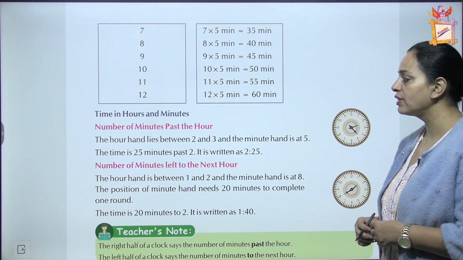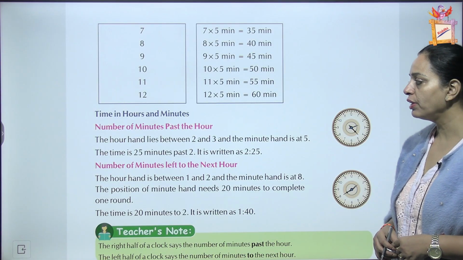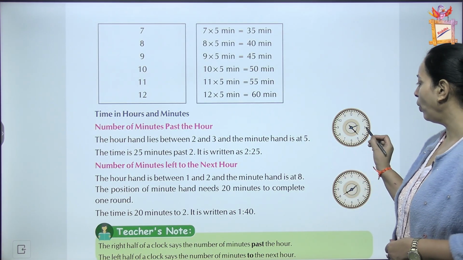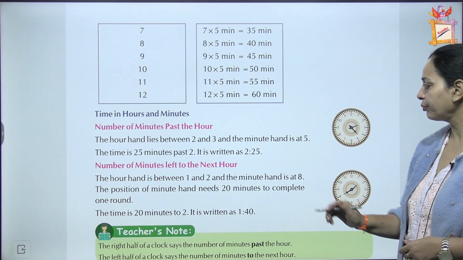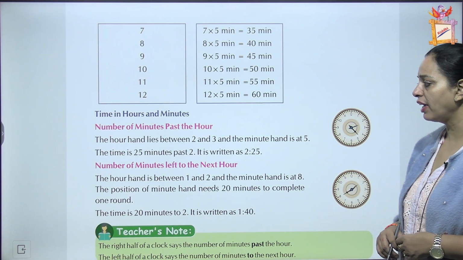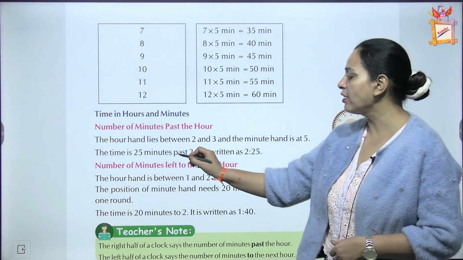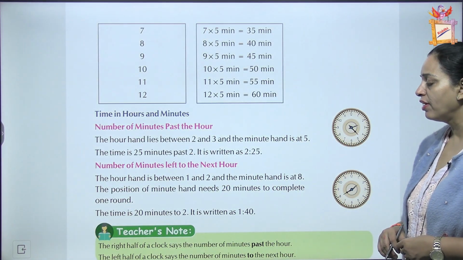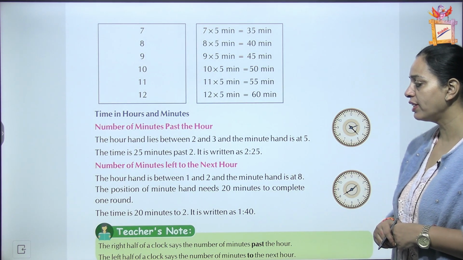Now, time in hours and minutes. Number of minutes past the hour. The hour hand lies between 2 and 3, and the minute hand is at 5. So what is the time? The time is 25 minutes past 2, or we can say 2:25.